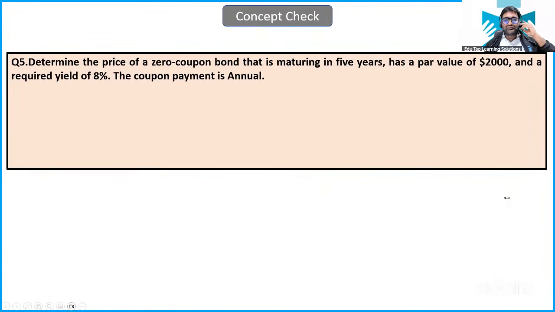Yes, if you are able to manage, you will attempt, or else you will leave. Or if they have given the value for it, you can go for it. Otherwise, I would say, if such a question comes, please leave it.